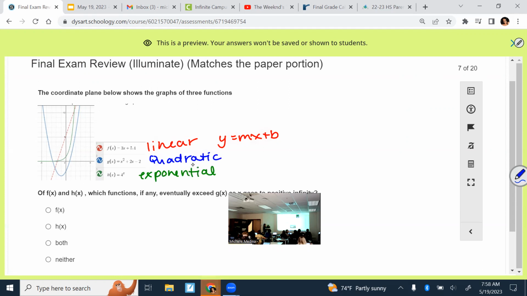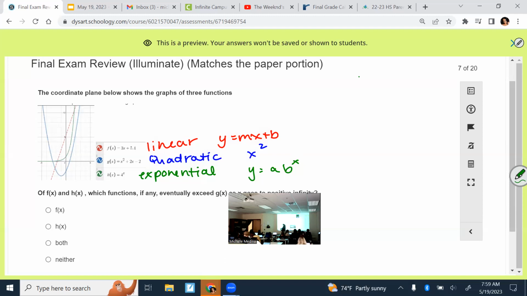Okay, so quadratic has the x squared in it. Exponentials have it where it's something like a times b to the x power. So the exponent itself is the variable, versus this, where it's a 2. So there's the 3 main ones we learned this year. And it says of f of x and h of x, so of the linear and the exponential, if any, which one would eventually exceed the quadratic as it goes to positive infinity?